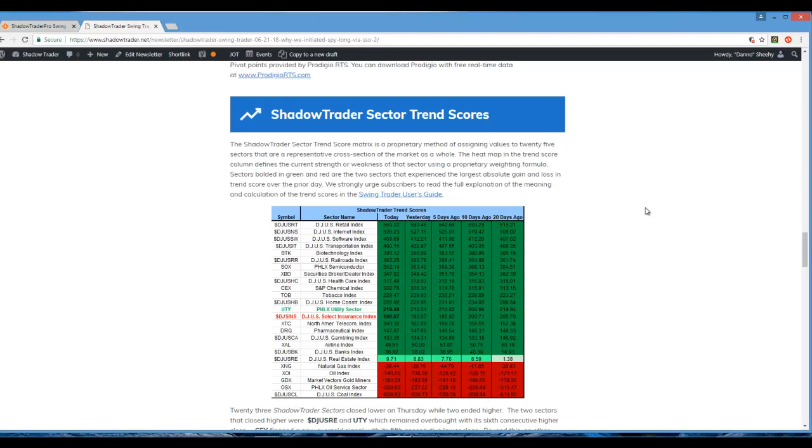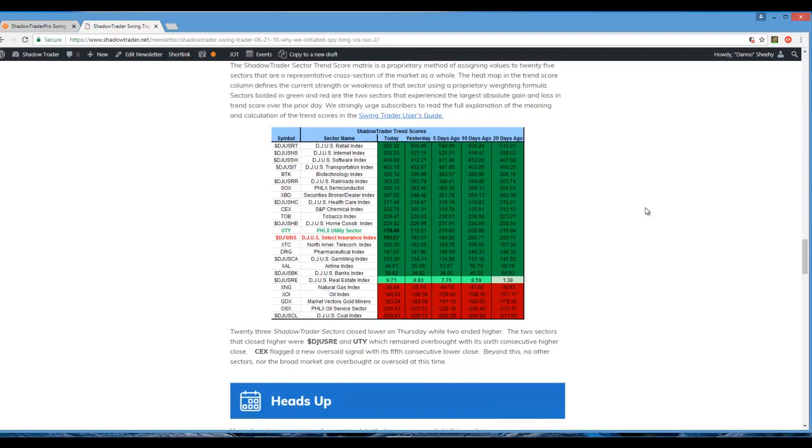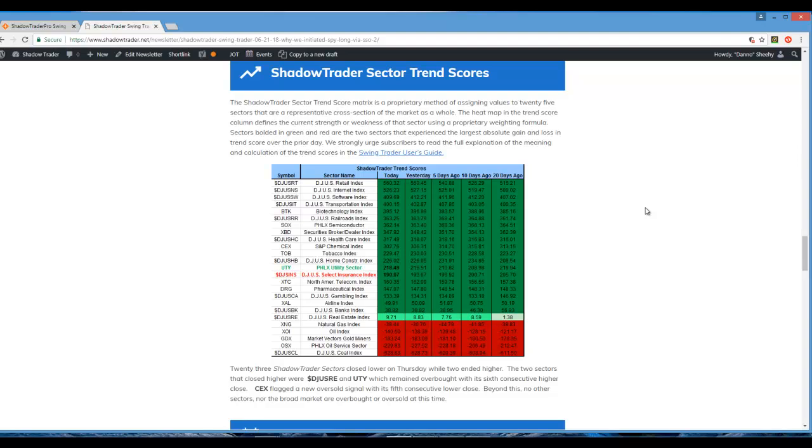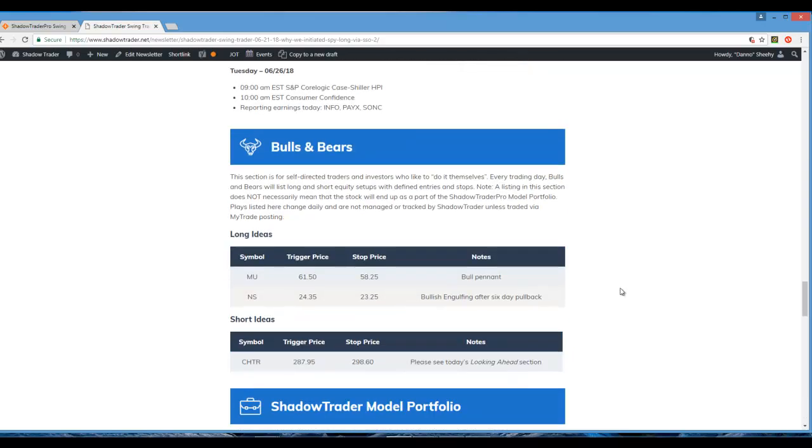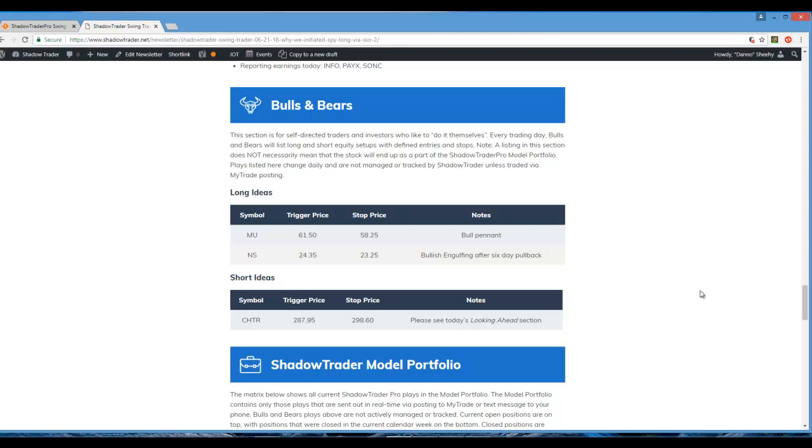We track 25 sectors that make up the market and tell you which ones led in the previous day and which ones were the worst performers. And we're also checking and keeping track of sectors that are overbought and oversold. We give you the heads up section, which provides economic announcements as well as earnings announcements for the current day and the next 2 days.